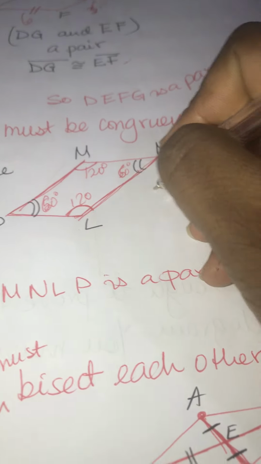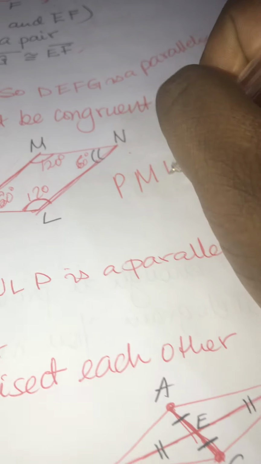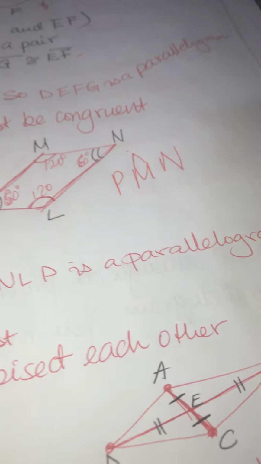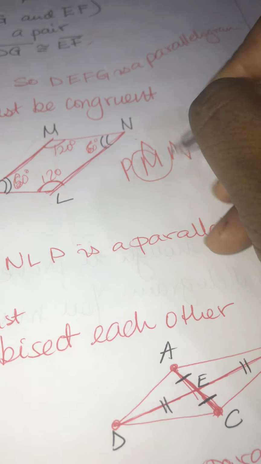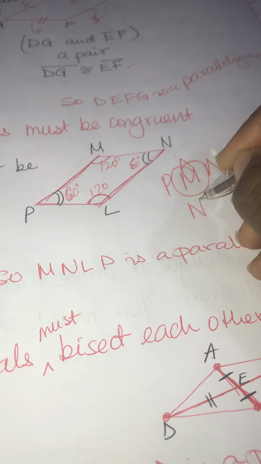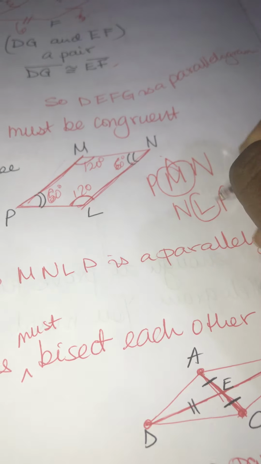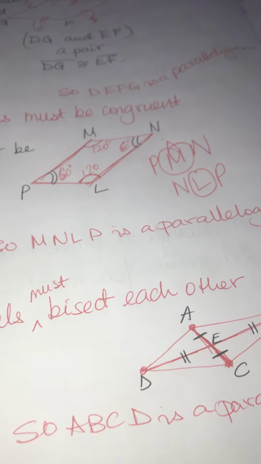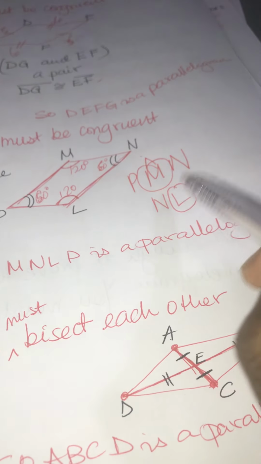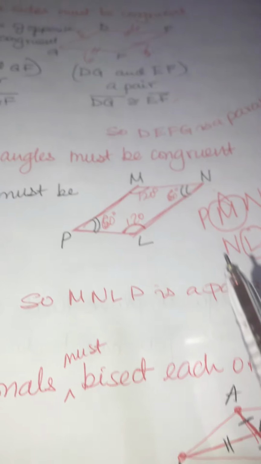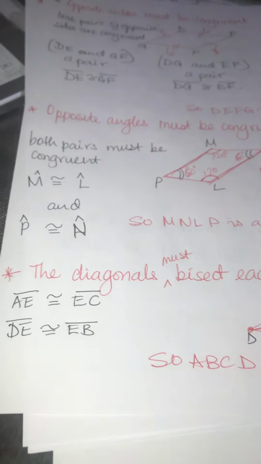And remember, if I write PMN, I am talking about angle M. This is the angle I am talking about. If I write NLP, I am talking about angle L. You have to remember this. We learned it in lesson 2 of chapter 5. We are forgetting.